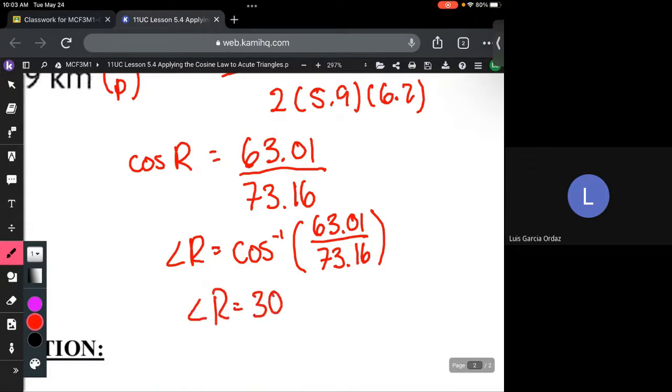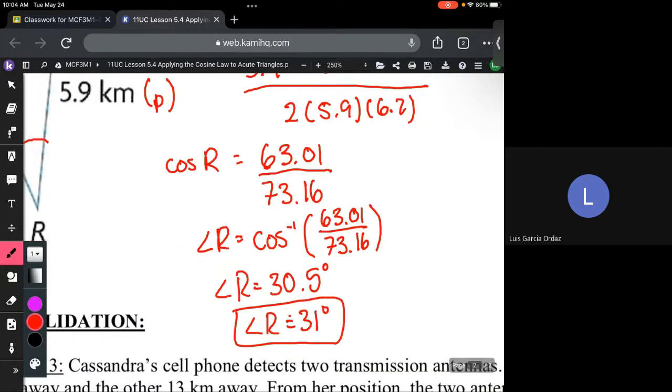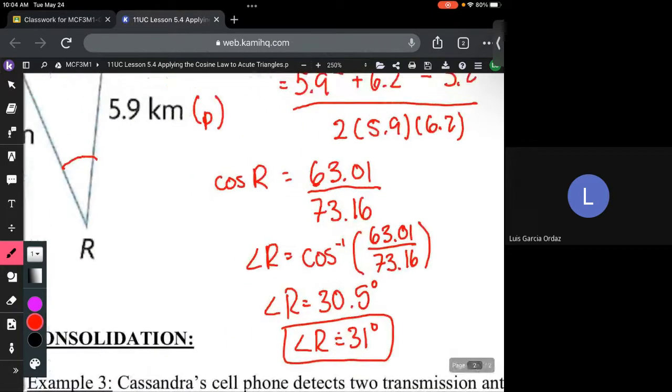So because we're rounding it to the nearest degree, what do I have to round that up to? 31. So angle R is 31 degrees.